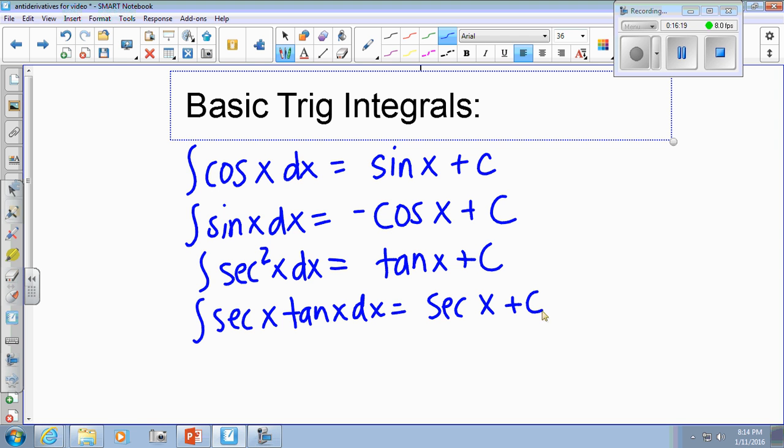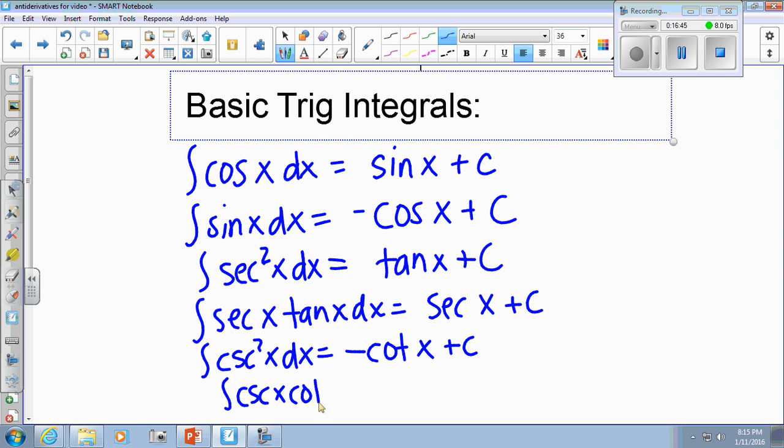Okay. The integral of cosecant squared x is negative cotangent x, because the derivative of cotangent is negative cosecant squared. So since I don't have a negative in that integral, I'm going to have to put the negative with the cotangent. Okay, and then our last one would be the integral of cosecant x cotangent x.